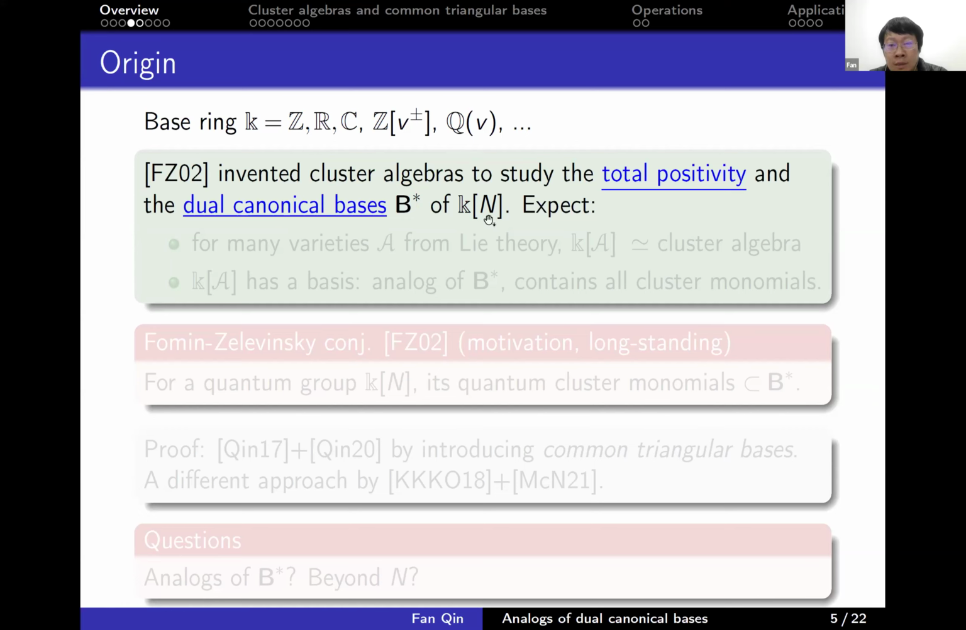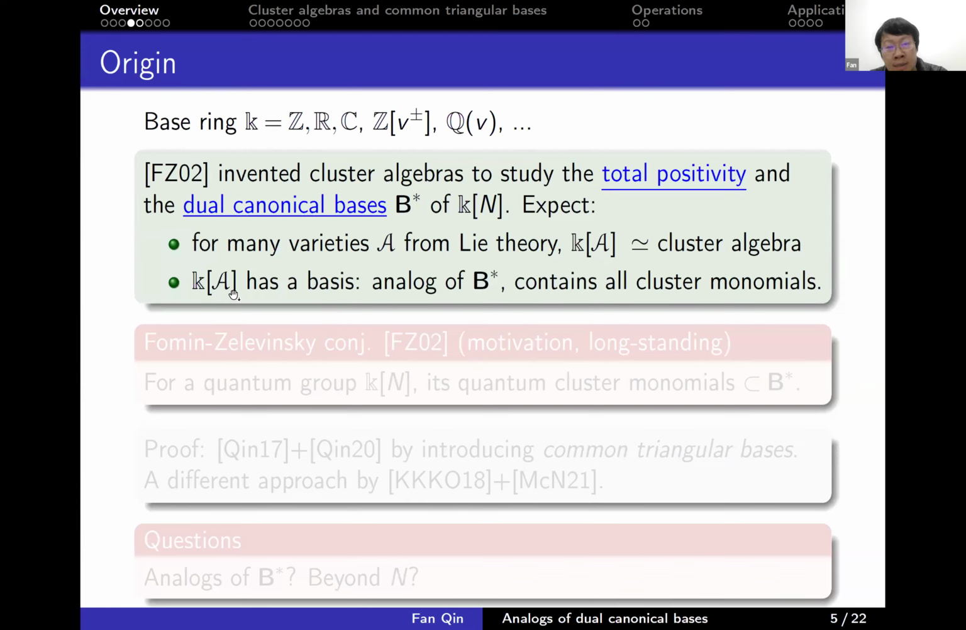So you can imagine that this is a manifold consisting of the upper triangular matrices. And then they expected that for many varieties, such as N, which arise from Lie theory, its coordinate ring or quantized coordinate ring are cluster algebras. And moreover, this cluster algebra has a basis, which is an analog of the dual canonical basis for K[N], and such that it contains all cluster monomials. Recall that these are the monomials of the local coordinates from the same cluster, or say from the same chart.